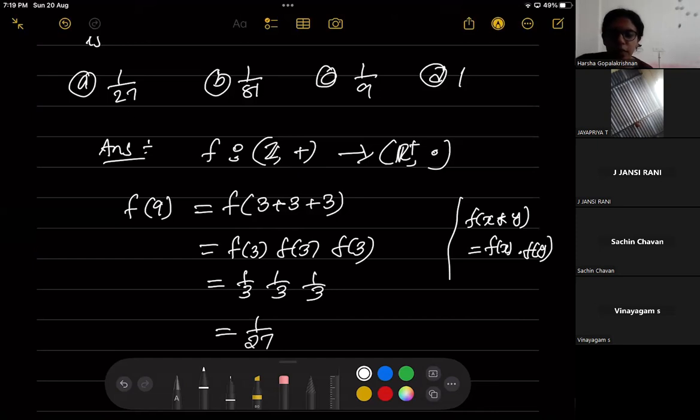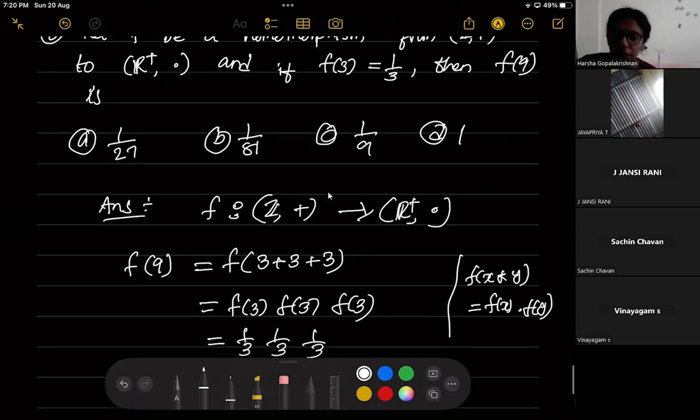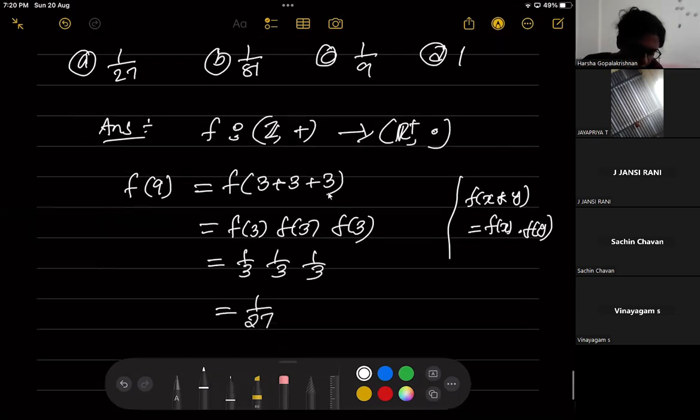So yeah, like that one problem, obviously there will be in your assignment also, I hope. So this is just applying the definition. So I think it's clear. Any doubt here? Okay.